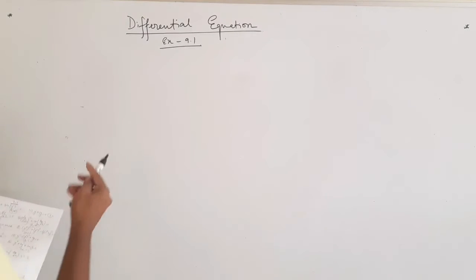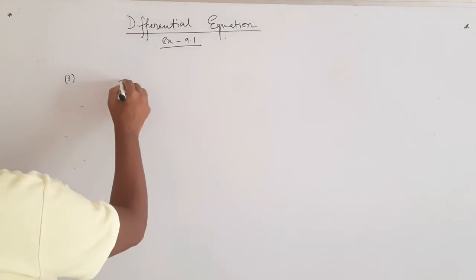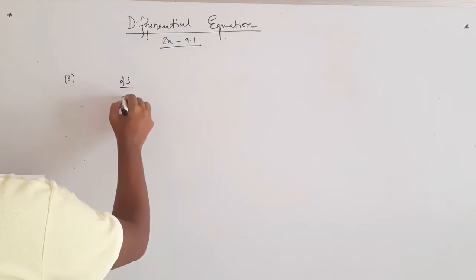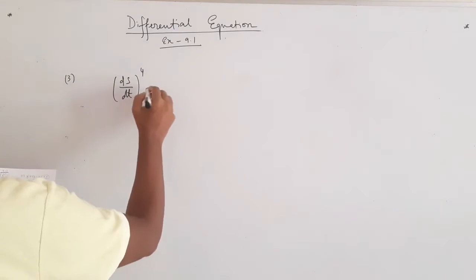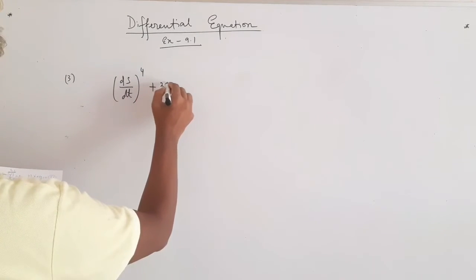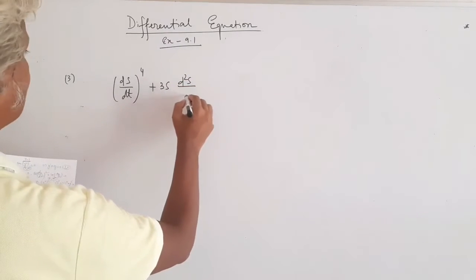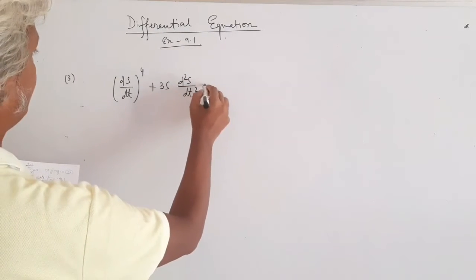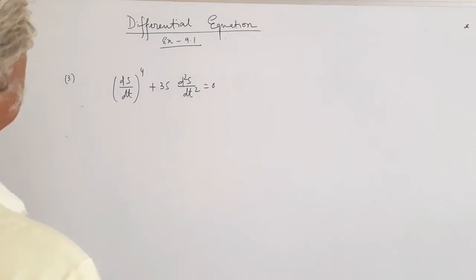Okay, now the third question, third example you can say is (ds over dt) to the power 4 plus 3s plus d square s by dt square is 0. So these are the questions. I have just written the questions only.